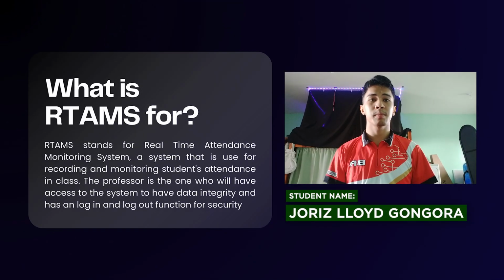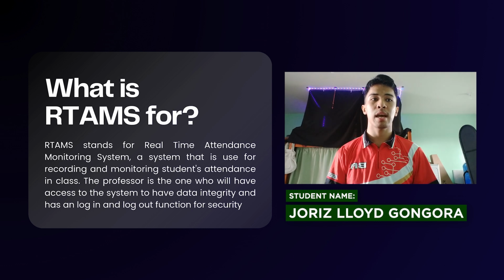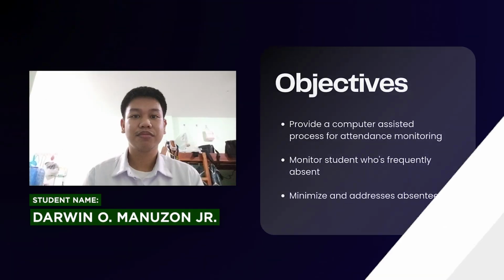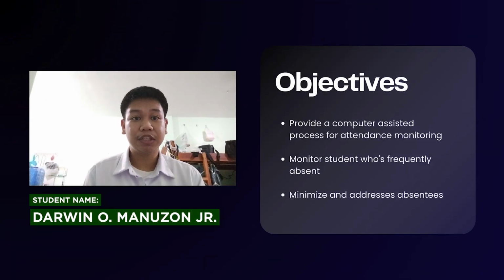A real-time attendance monitoring system, or RTAMS, is a technological solution designed to record and track attendance data as it happens. This system is commonly used in workplaces and schools to streamline attendance management, enhance security, and reduce administrative burdens. The objectives of this prototype are to provide a computer-assisted process for attendance monitoring, monitor students who are frequently absent, and minimize and address absences.